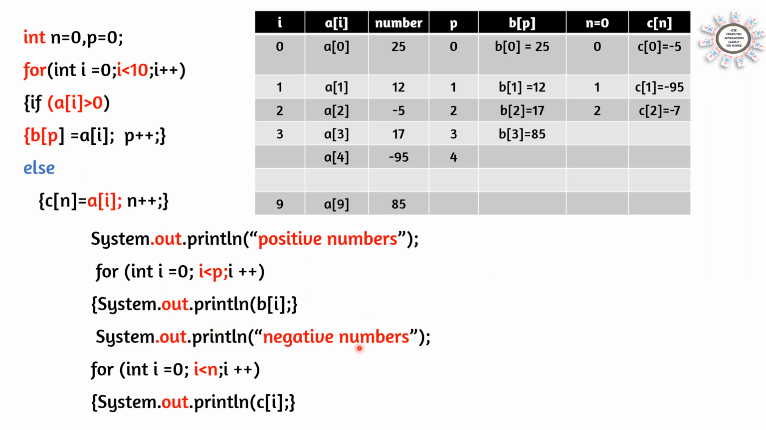And then for negative numbers, I is equal to 0, I less than n, I plus plus. That means the last number is n. So I less than n, I plus plus, and print out C of I. So in this way we can store the negative numbers and positive numbers.